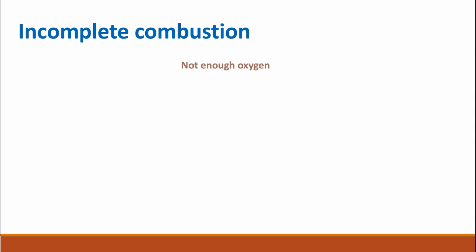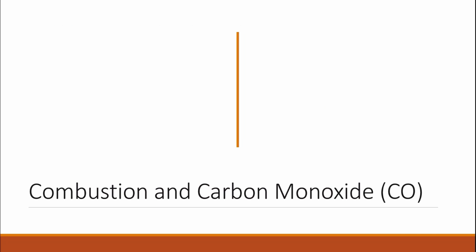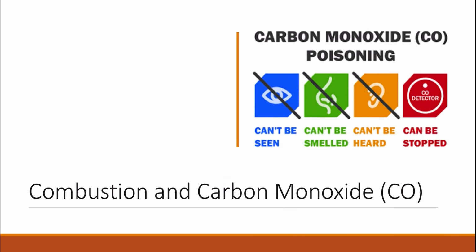For incomplete combustion, if there isn't enough oxygen, alkanes can still undergo combustion, but this is going to be incomplete combustion. Here, the hydrocarbon will not only give you carbon dioxide and water, but also carbon monoxide and carbon, which is soot. So this represents one of the problems of using alkanes as a source of fuel or as a source of energy.